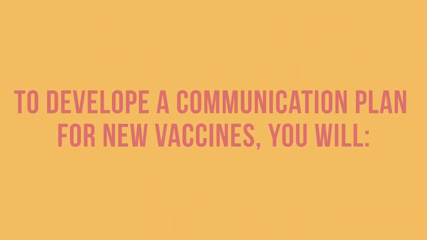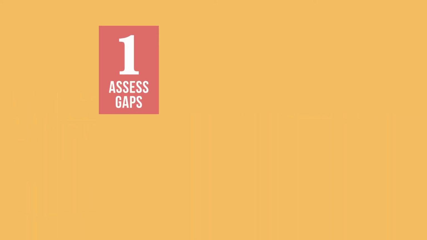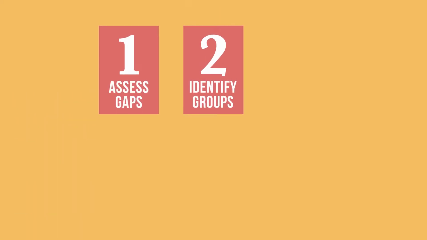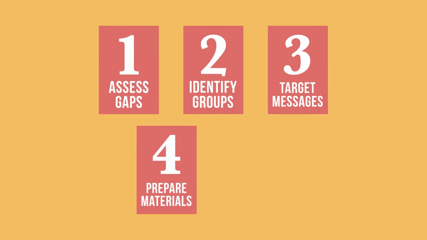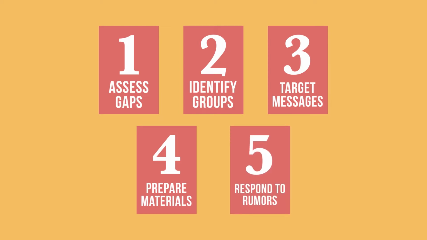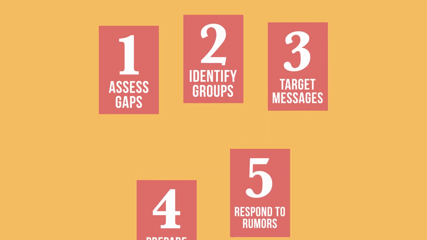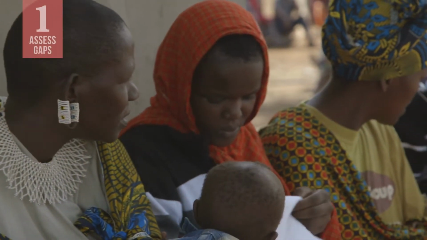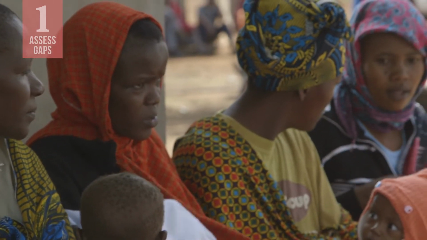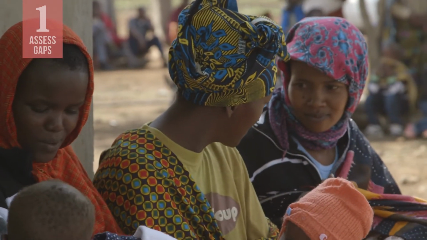To develop a communication plan for new vaccines, you will assess the gaps, identify the groups you need to reach, target your messages to each group, prepare materials, and finally, be prepared to respond to rumors. First, assess the communication gaps about the new vaccine. What will people need to know? What are some current misconceptions about the vaccine?